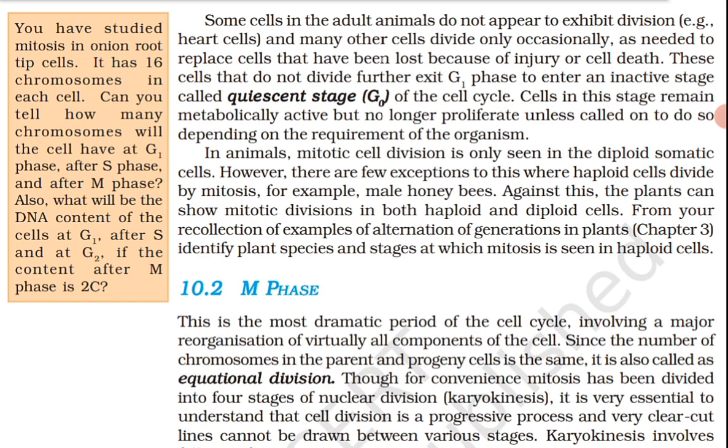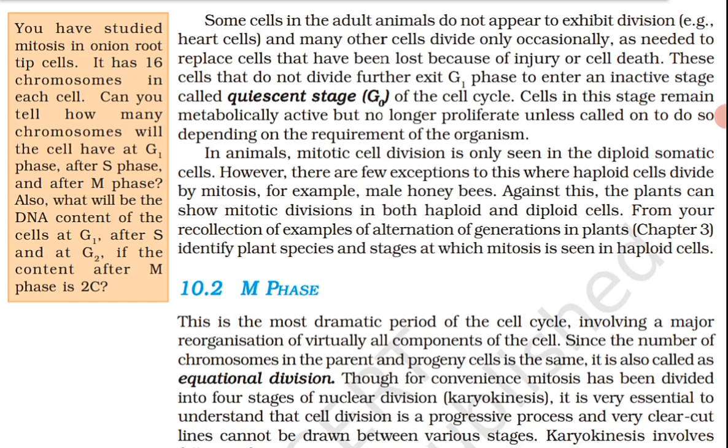From your recollection of examples of alternation of generation in plants in chapter 3, identify the plant species and stage at which mitosis is seen in haploid cells.